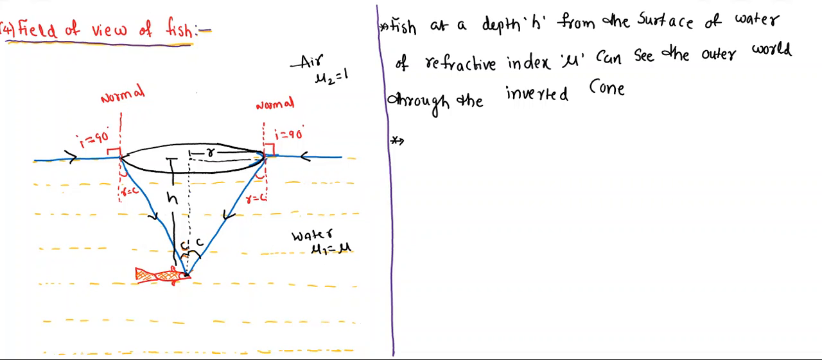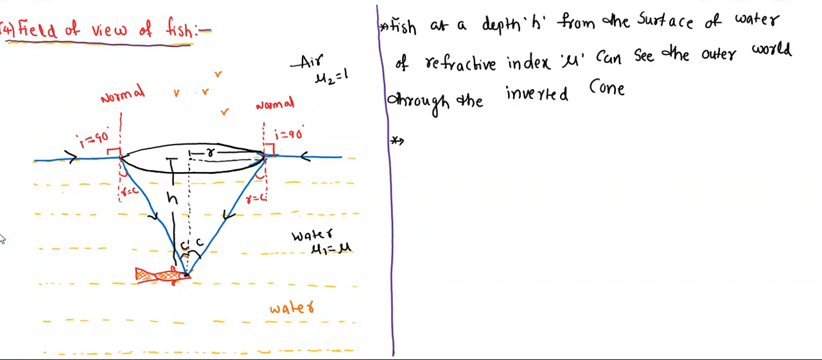Let us see this figure. Everyone look at this figure, there is one fish at depth h. It wants to see the outside world, for example the birds or anything that is flying in the air. The fish, which is in the water, at depth h, wants to see the outside world in the air. Then it can see through a circle and through a cone, right?